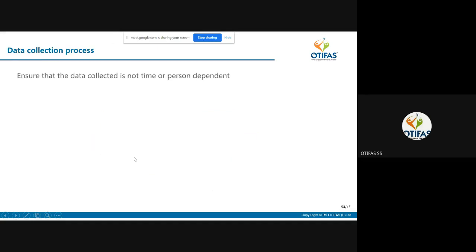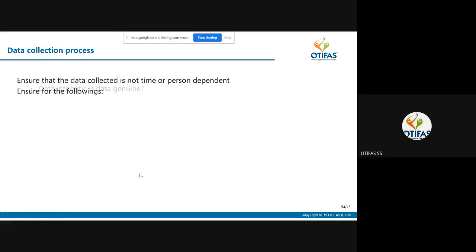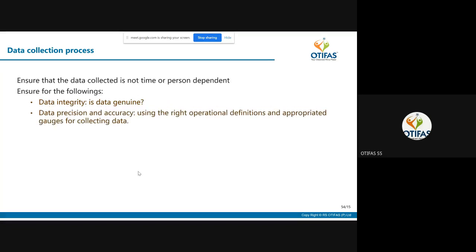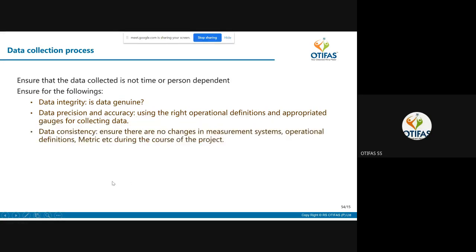Okay. Now, data collection process. Ensure that the data collected is not time or person dependent. When you collect data, please make sure that your data is genuine, has integrity, and then precision and accuracy. Like precision and accuracy, we have done MSA to find this precision and accuracy of the data. Okay, and then consistency, and then time traceability. When you take a data, it should be traceable with the time. So these are all good for a good data collection process.